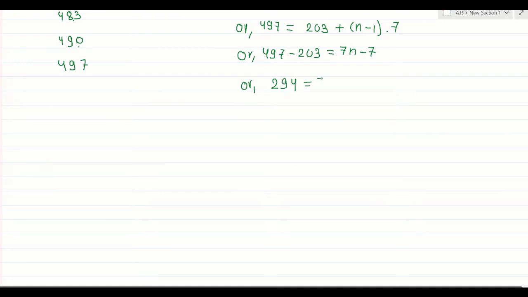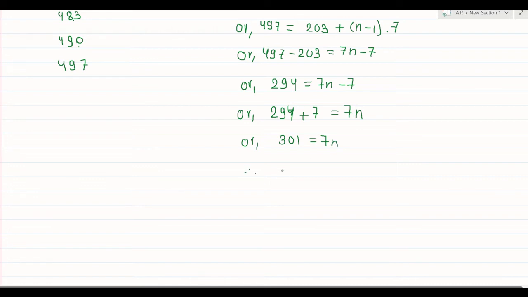294 is equal to 7n minus 7, or 294 plus 7 is equal to 7n. Isn't this? So ultimately we are left with 301 equal to 7n.